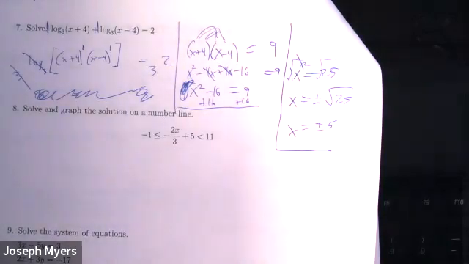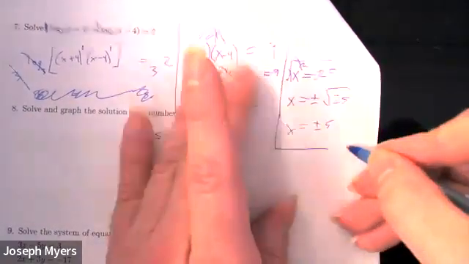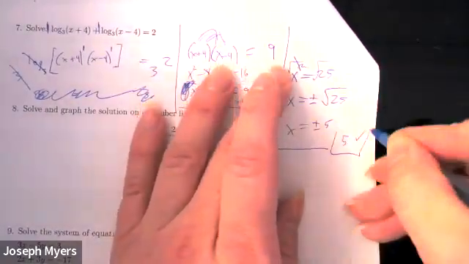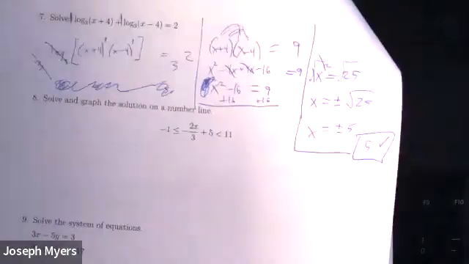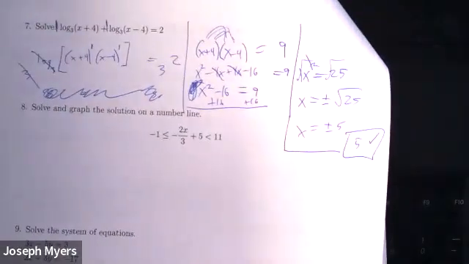But that's not enough, though. We have to make sure that the positive 5 is also in the domain of the other logarithm. So what is positive 5 take away 4? 1. And 1 is positive. So both of them are positive. So that means that positive 5 is in the domain of the equation. So that's a valid answer. But you have to be really careful, because this is not a valid answer just because the answer is positive. It's only valid because the logarithm ended up with a positive inside of it.